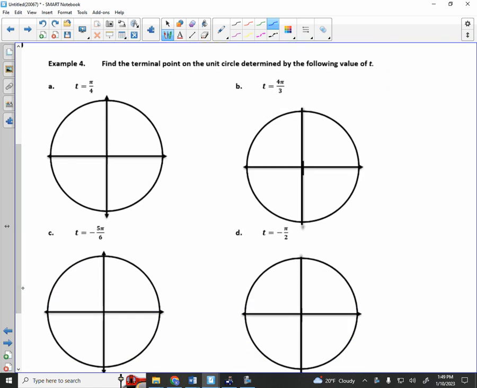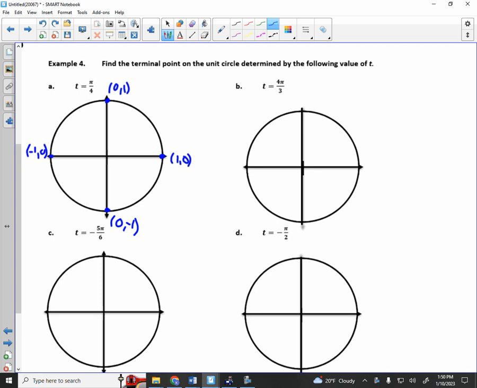Here we go. Find the terminal point on the unit circle determined by the following value t. This is our goal for today. We have 4 problems. We'll get to your homework. What is that coordinate? What is that coordinate on the unit circle? 1, 0. X value of 1, y value of 0. What is this coordinate? 0, 1. This one, -1, 0, and this one, 0, -1. Very good.